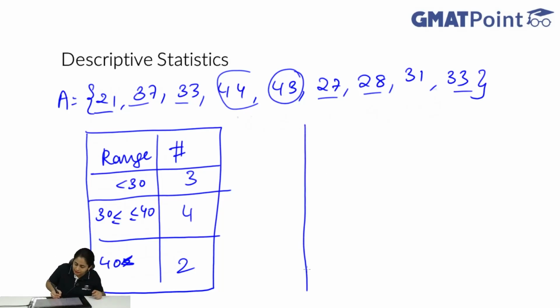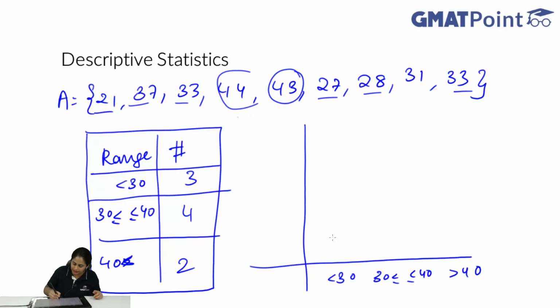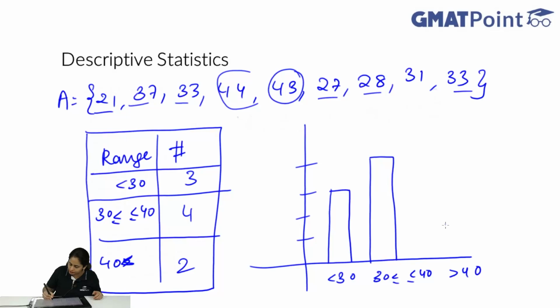You can express the same thing in terms of a diagram. You can say, okay, under 30, how many are there? Between 30 to 40, how many are there? And above 40, how many are there? You can show it by a diagram also. Say this is 1, 2, 3, 4. This has to be a bar which is 3 high. This has to be a bar that is 4 high. And this has to be a bar which is 2 units high.